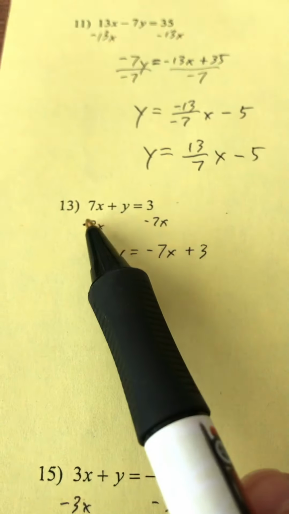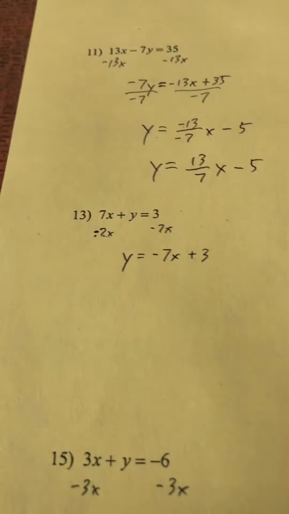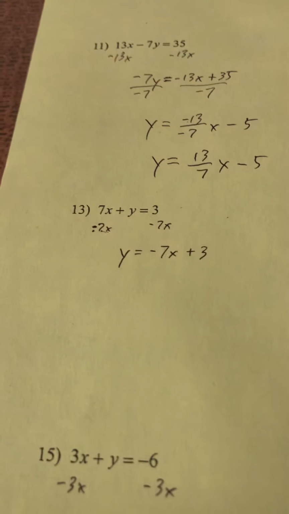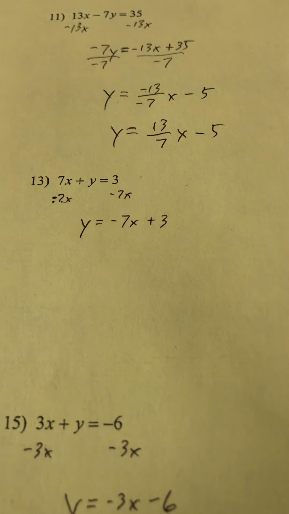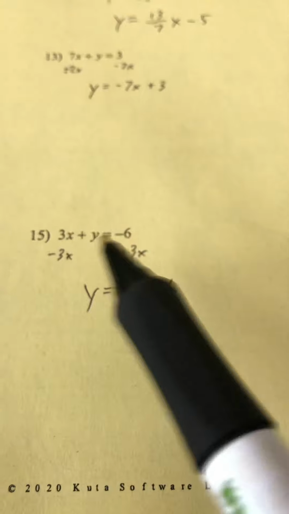Okay, this one I'm going to subtract 7x from both sides. When I do that, I'm done. I got y by itself. It's not a negative y, it's a positive y. It's all done. Nothing else is with the y. Easy one for number 13. Number 15, easy one also.